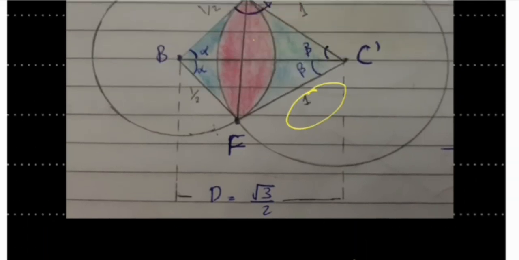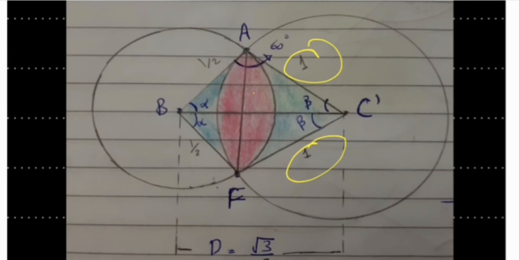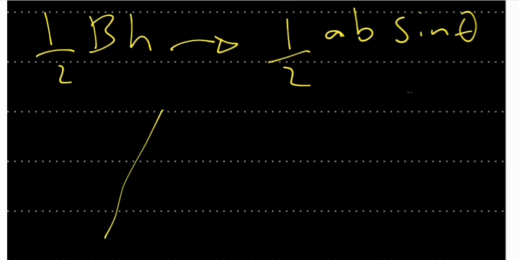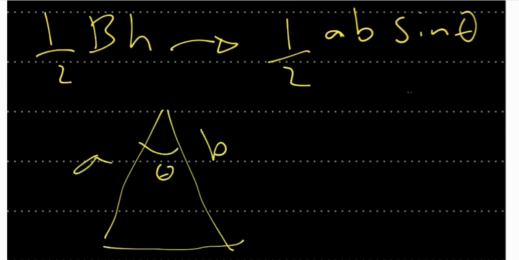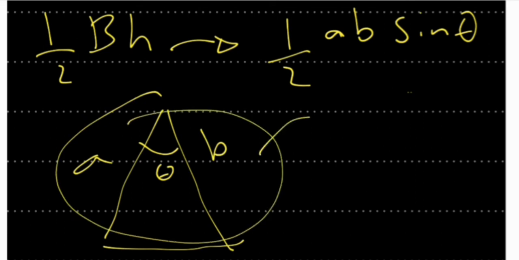being A and B the sides of the angle. Okay, so look, what does this mean? If you had a triangle like this, this is theta, this is A, B. So the area of this triangle is this.